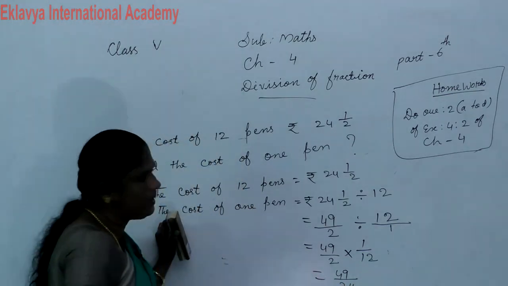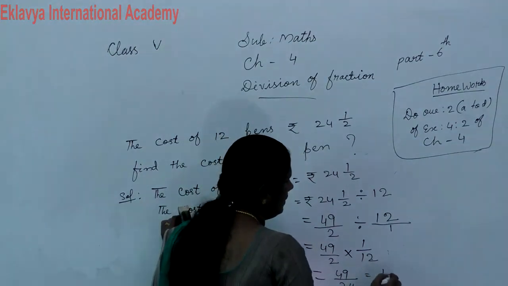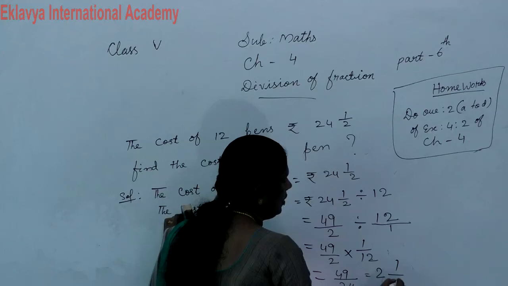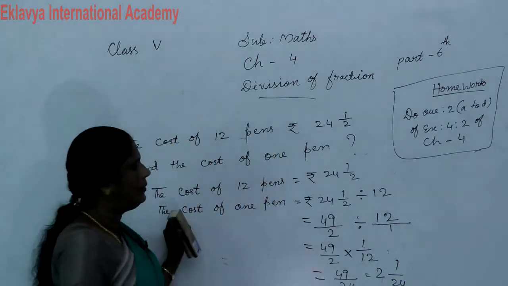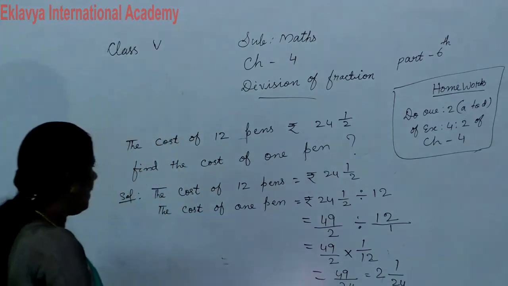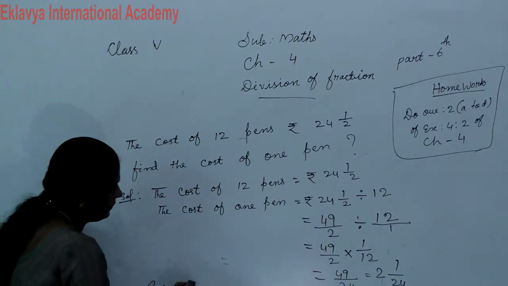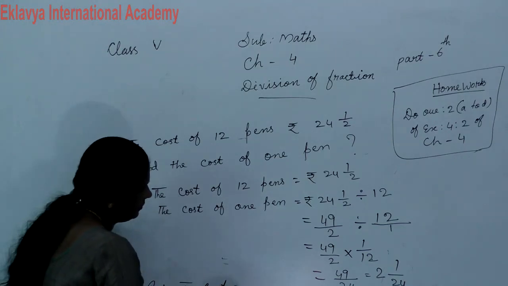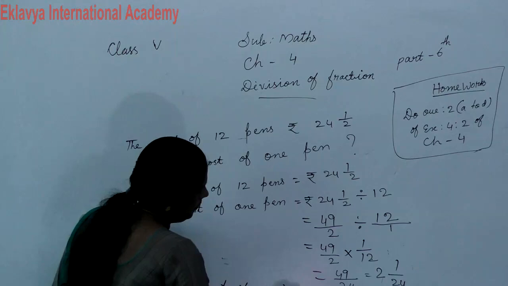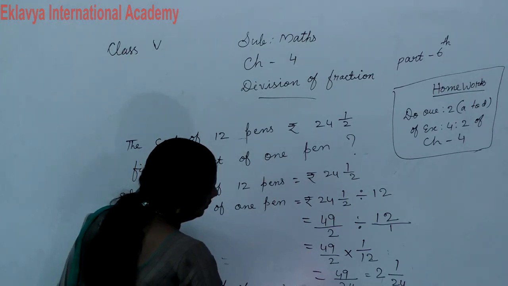Which fraction is this? Improper. Then you convert it to 2 1 by 24. Okay. What is the cost in the final answer? The cost of 1 pen is rupees 2 1 by 24.